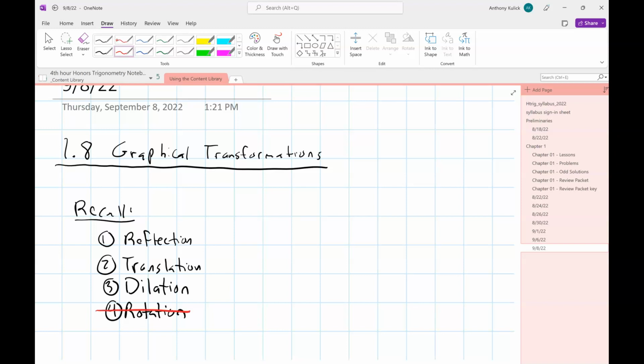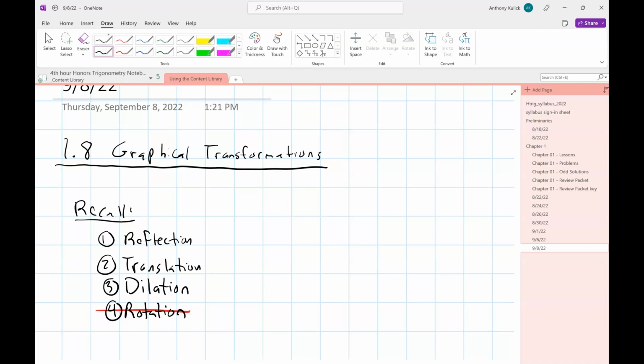Of these, rotation is beyond the scope of this course. So really today when we talk about graphical transformations, we're going to take these 3 geometric ideas and apply them algebraically. Everybody okay? Wait, why was rotation crossed out? Beyond the scope of this class.